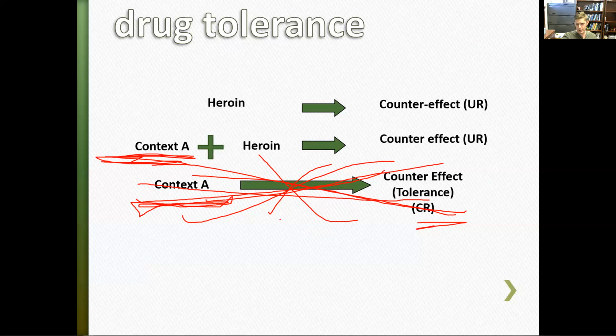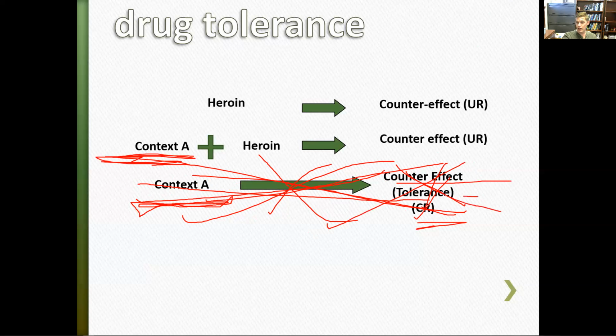You perhaps get a different supplier. You get a different way for it. You've essentially removed all of this conditioned stimuli. You remove this conditioned stimulus that produces a really important counter effect, a conditioned response. So all of this drug tolerance is gone.